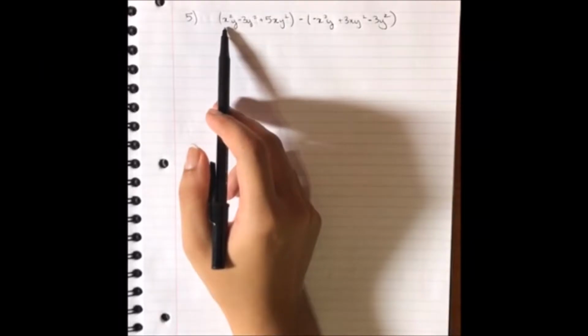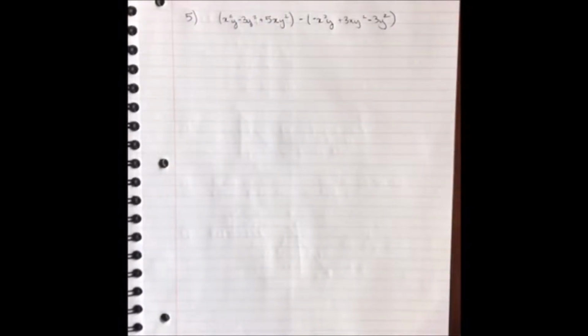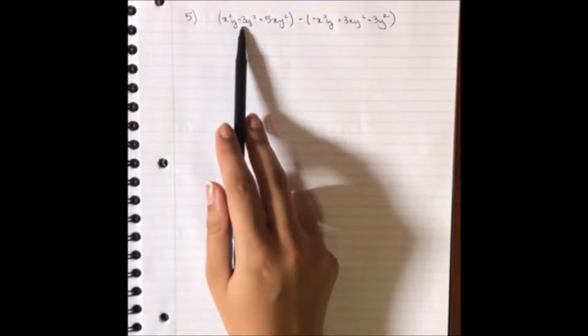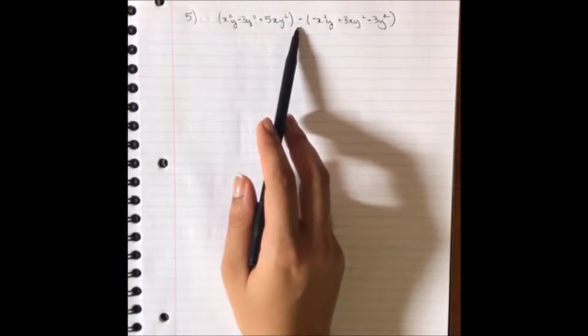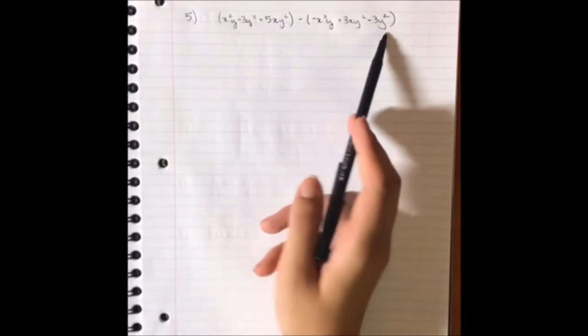So the next question, number 5, is asking us what is equivalent to the expression above. And whenever they ask something like this, they oftentimes want you to simplify it, or the first step would be to simplify this particular equation. So I've rewritten the equation down. x squared y minus 3y squared plus 5xy minus negative x squared y plus 3xy minus 3y squared.